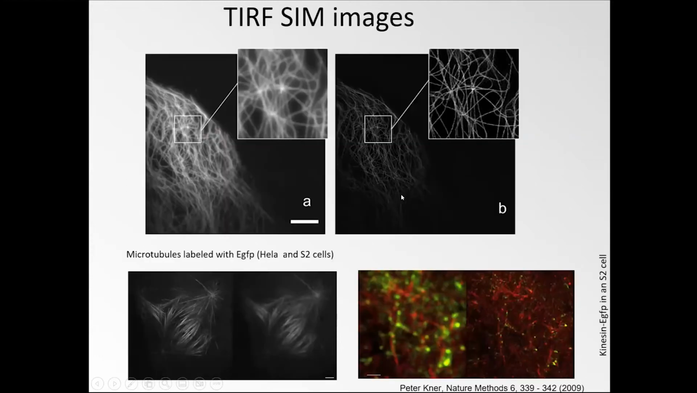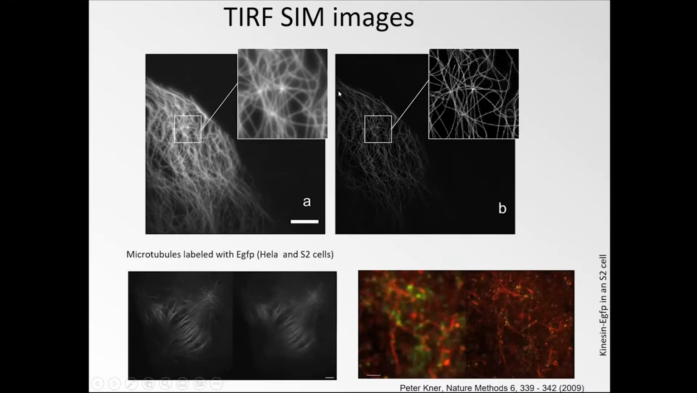And here are some examples of early TIRF-SIM imaging. These we acquired at the Janelia Research Campus. These are microtubules, here normal TIRF, and here with TIRF-SIM. And you can see that here again, this is about twice the resolving power of the normal TIRF microscope.